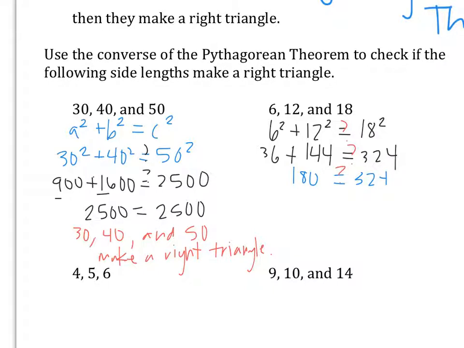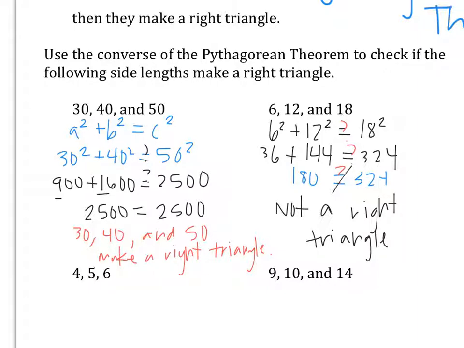Well, no, it doesn't, so I'm going to put a line through the equal sign, which means does not equal. So this would not be a right triangle. And again, A squared plus B squared here does not equal C squared. 6 squared plus 12 squared does not equal 18 squared.